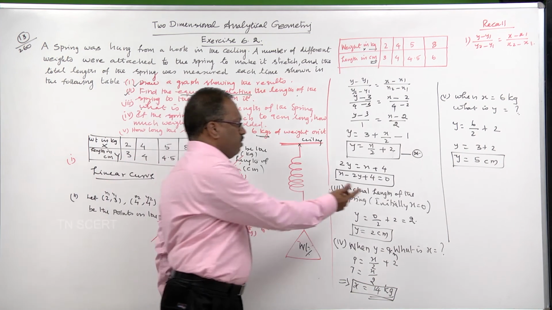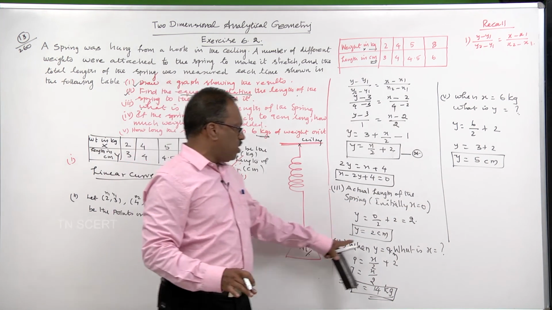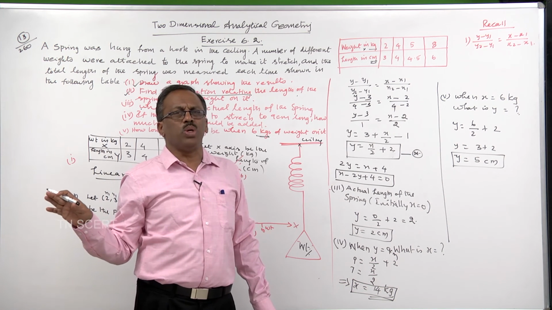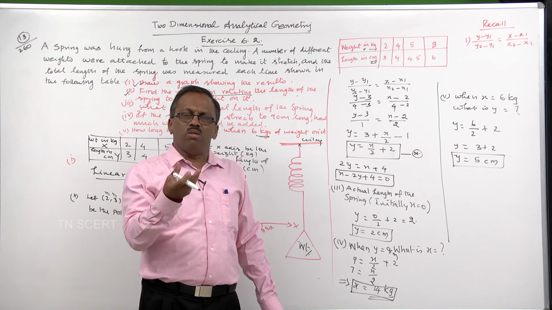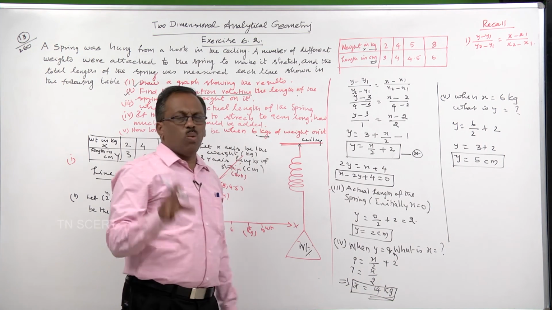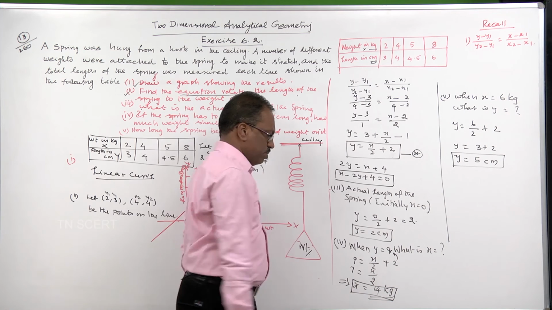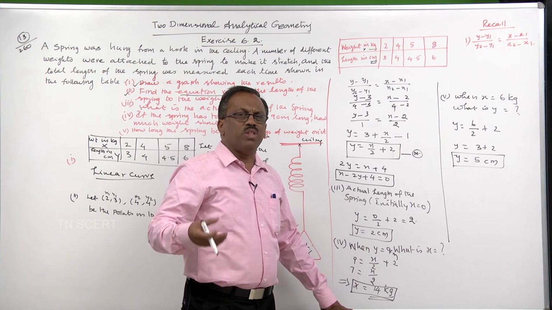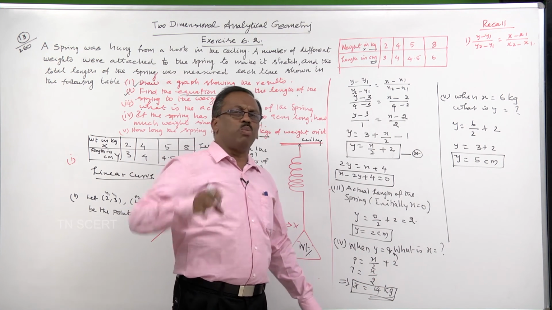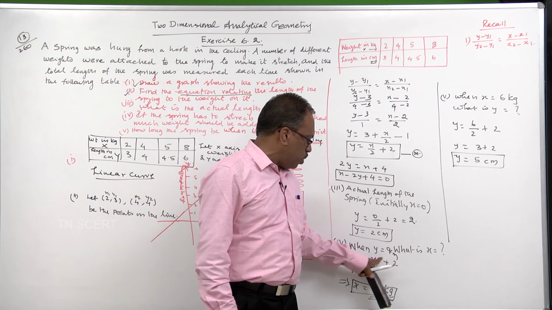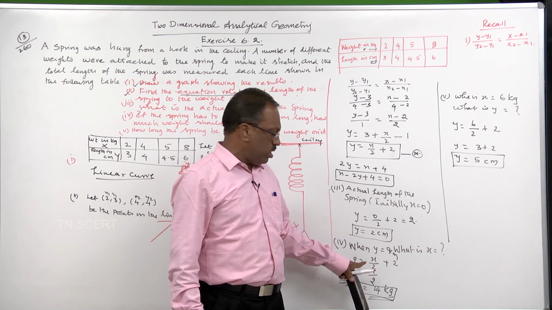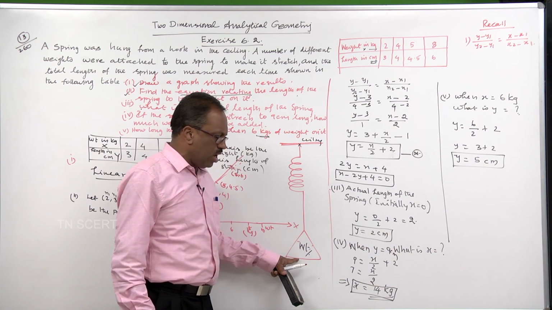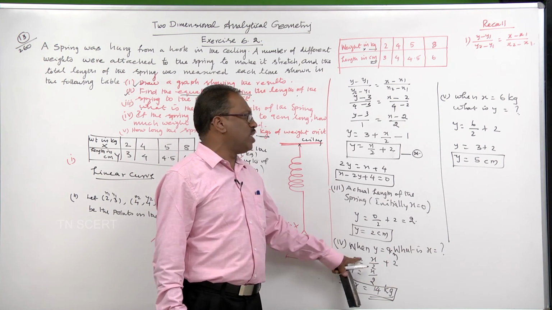For the actual length, we have to take the initial x as 0. Obviously, you will get the value of y, that is 2 centimeter. Initially, no weight is put on this spring, so the length of the spring is 2 centimeter. If I need to get a 9 centimeter length of the spring, how much weight do we have to put on it? For that I just substituted into the general equation which I arrived at, and found 14 kg. If I put 14 kg over here, the spring must elongate to 9 centimeter.